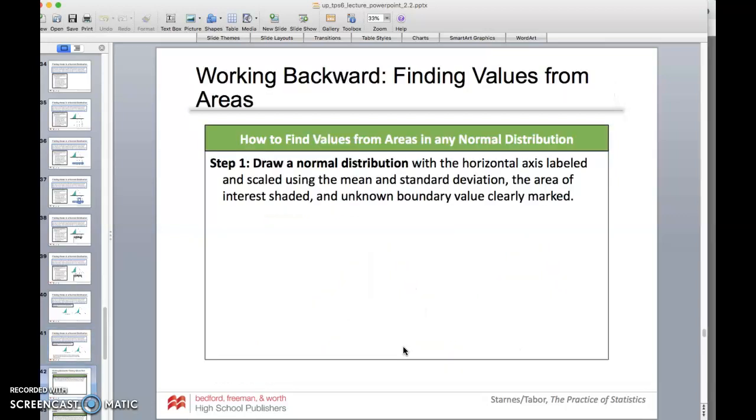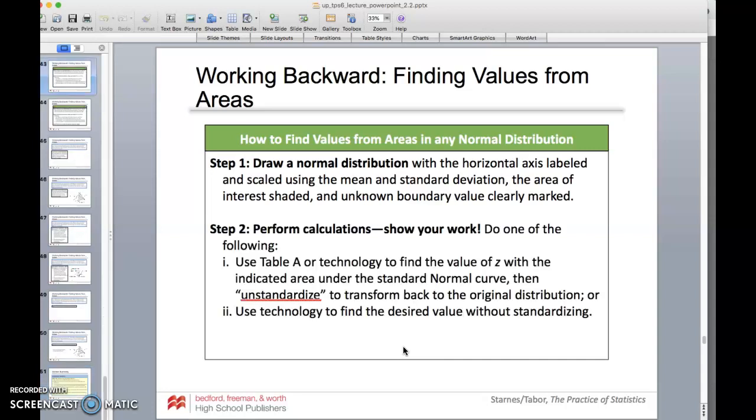Now, how do you find values from areas in any normal distribution? Kind of working backward here is what we're doing. And so we're going to draw that normal distribution, label it, of course, with mean and standard deviation, mark the area of shaded interest, of course, and then the unknown boundary clearly marked. We're going to see what that is. So again, we do the following.